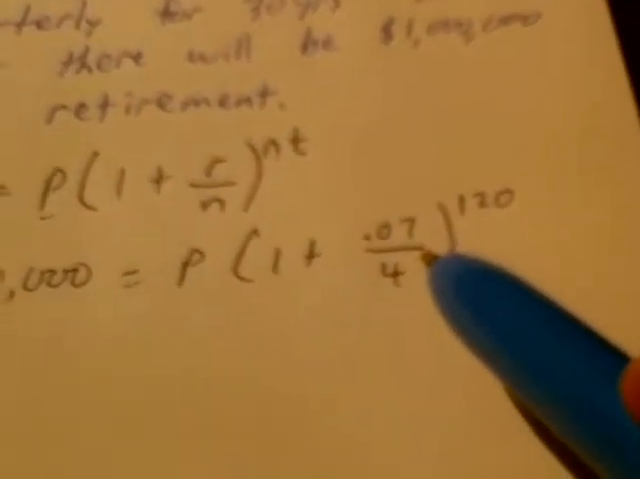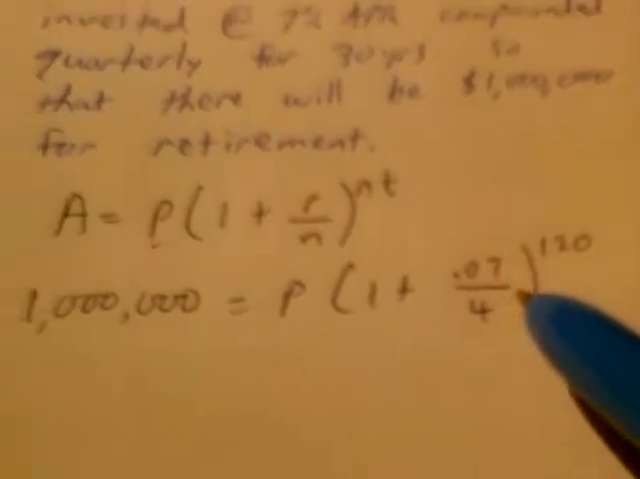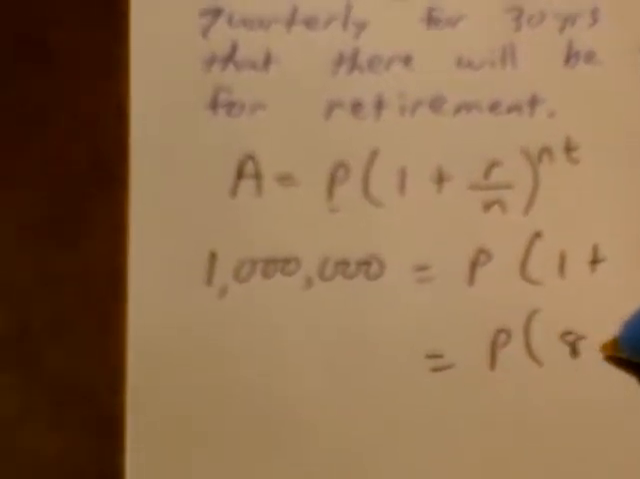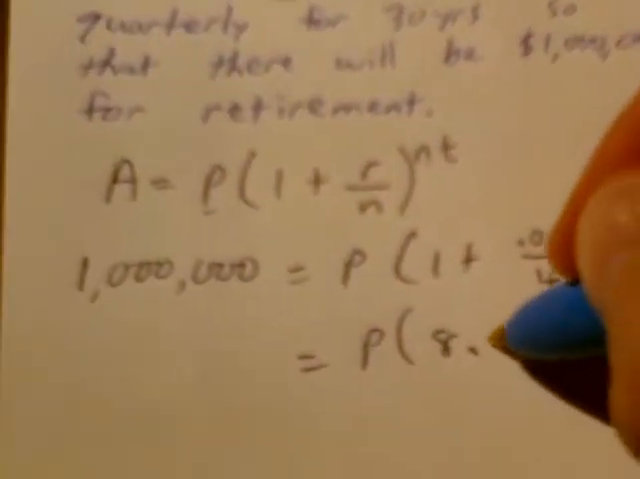So over to the calculator, and we're going to divide 0.07 divided by 4. So 0.07 divided by 4 equals, and I'm going to add 1, and then I'm going to raise that to the 120th power. And that gives me 8.019. So I have $1 million equals P times 8.019.